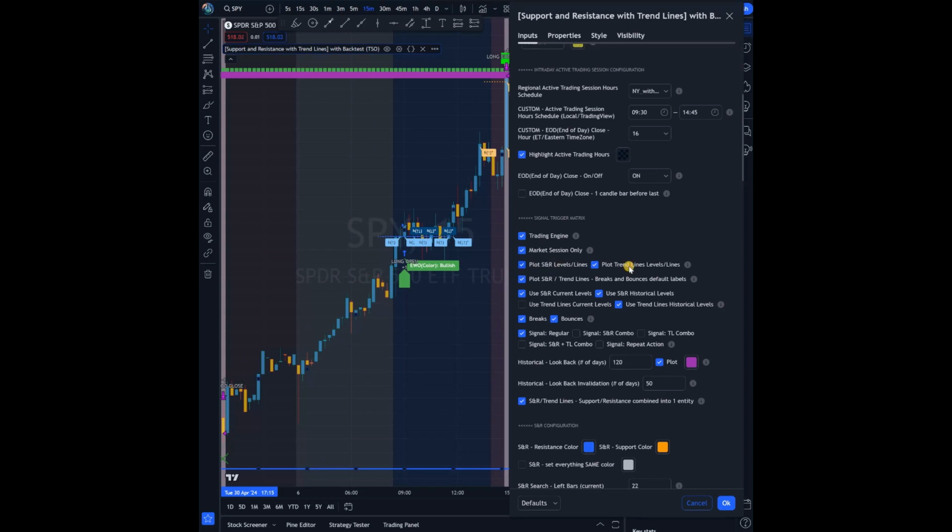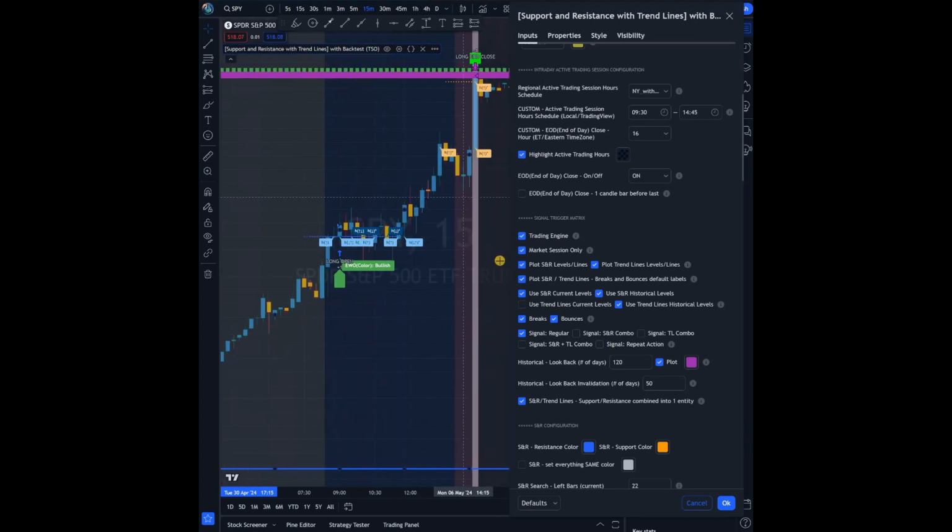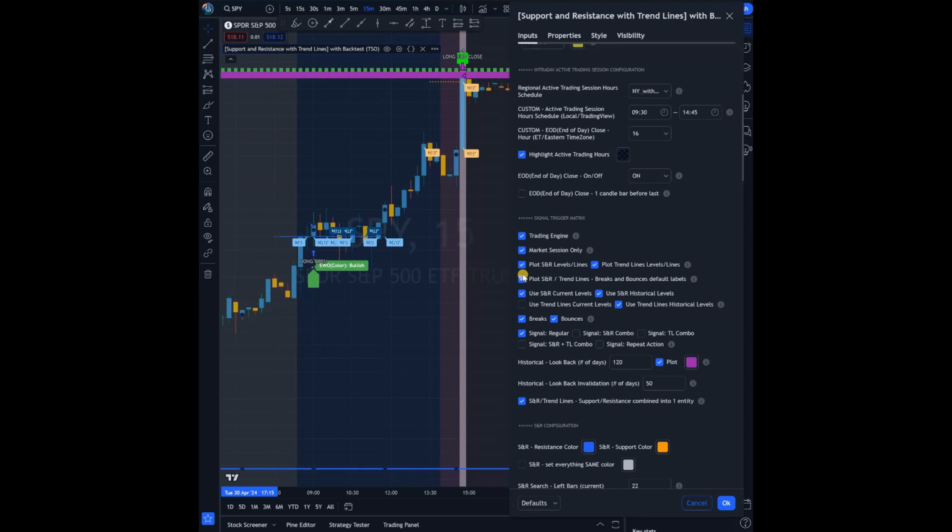Next is plot. This should be pretty self-explanatory. Plot S&R levels, plot trend lines. They are what they are, the trend lines and S&R levels. This is the default labels. As you can see, there's a long open, but those labels still appear. They get in the way. As these labels can be used for scalping, they could still be used to see what's going on with the market. But if you wish to switch them off, just uncheck it here for a cleaner chart, then they're all going to be gone. So there's still going to be trades open, just no labels.